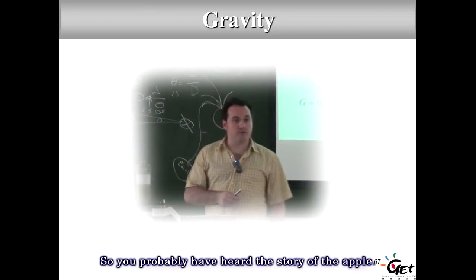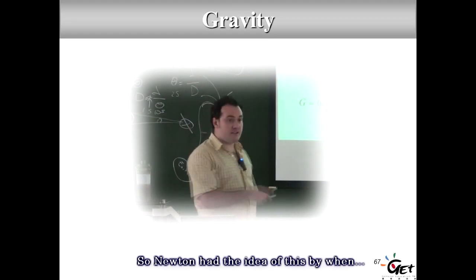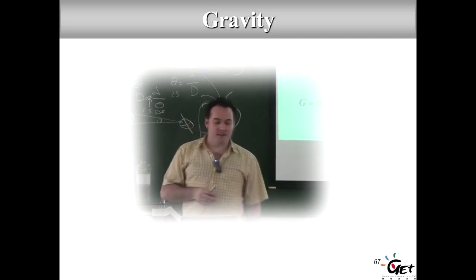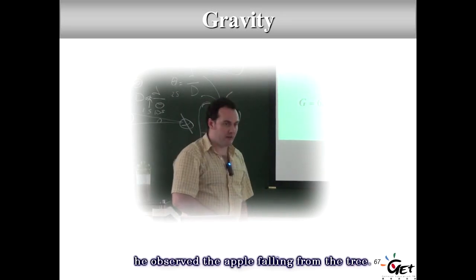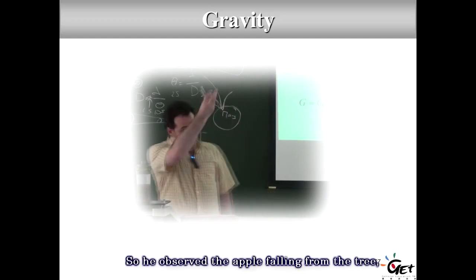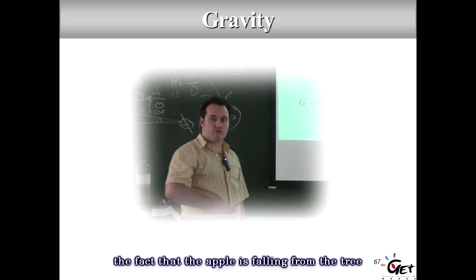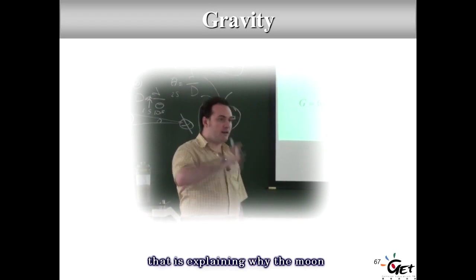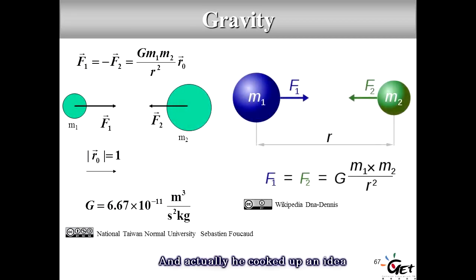So you probably have heard the story of the apple. Newton had the idea of this, this is the story, I'm not sure it's true, when observing an apple falling from a tree. So he observed the apple falling from the tree, and he thought, it would be very nice if the fact that the apple is falling from the tree came from exactly the same law that is explaining why the moon is orbiting around the Earth. And actually, he cooked up an idea, and he came up with this universal gravitation law.